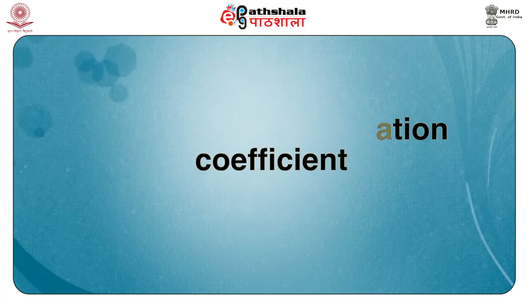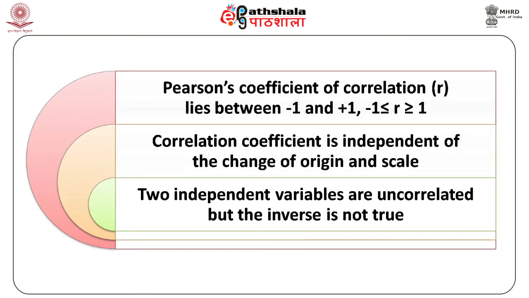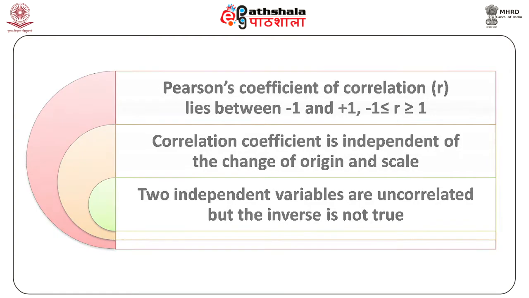Properties of correlation coefficient. Pearson's coefficient of correlation, that is small r, lies between -1 and +1, that is, -1 is less than or equal to r, and r is less than or equal to 1. Correlation coefficient is independent of the change of origin and scale. Two independent variables are uncorrelated, but the inverse is not true.